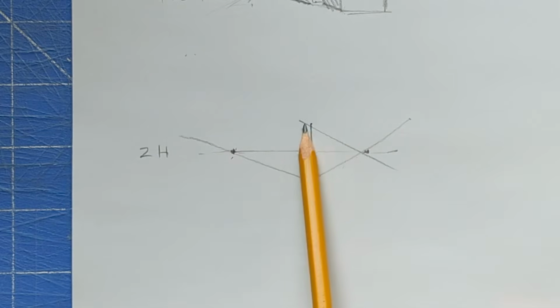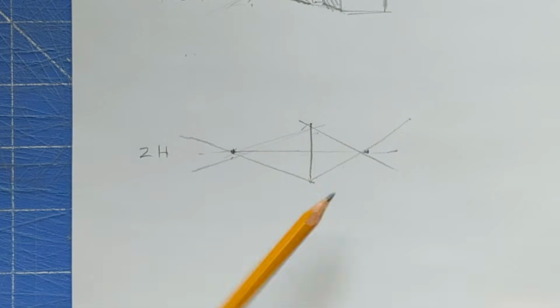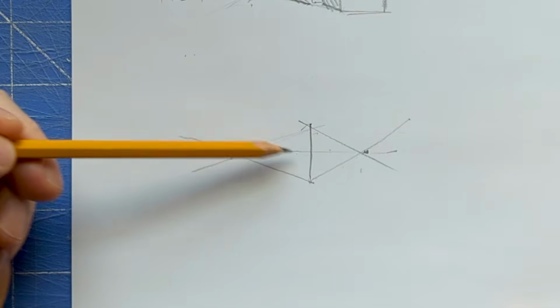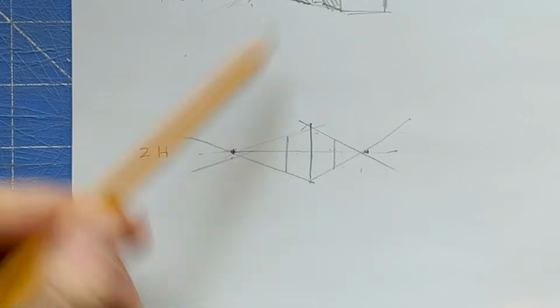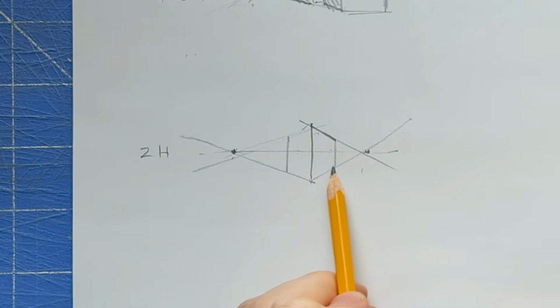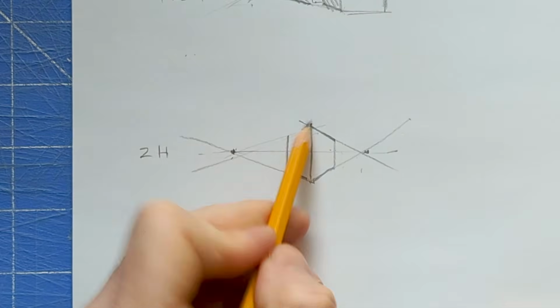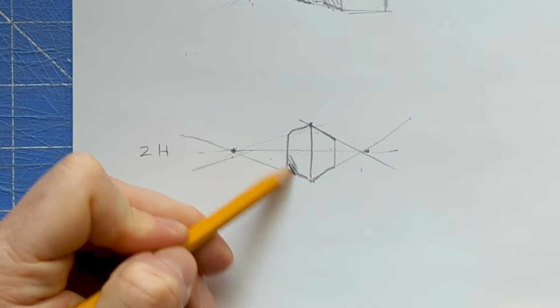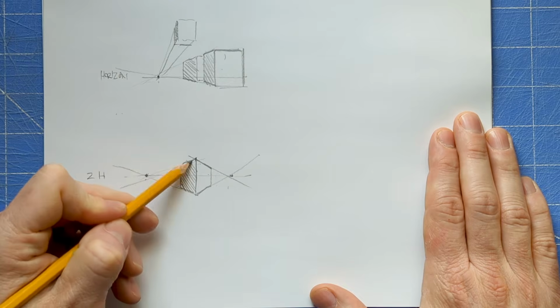And I'll do the same thing with the top. And once I've done that, you can see that I have the right edge and left edge of my square. So I'll go ahead and finish off all of the edges. And there I have a square in 2-point perspective.